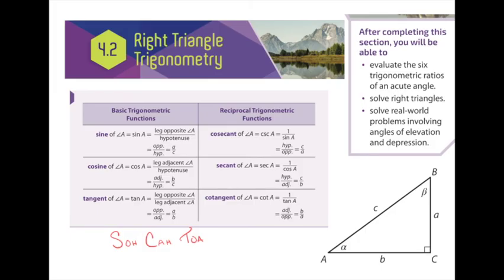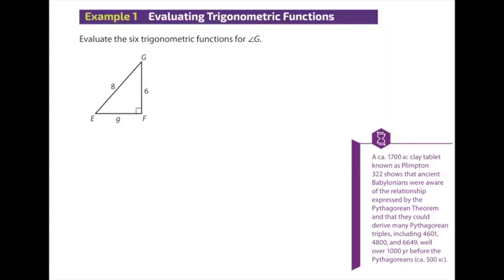Finding it's really simple. If you look at example 1, evaluating the trig functions, they want all 6 trig functions. The only thing here is they left out one side. Thank goodness we know a theorem to help us solve for one side of a right triangle. What is that theorem? There we go. A squared plus B squared equals C squared.